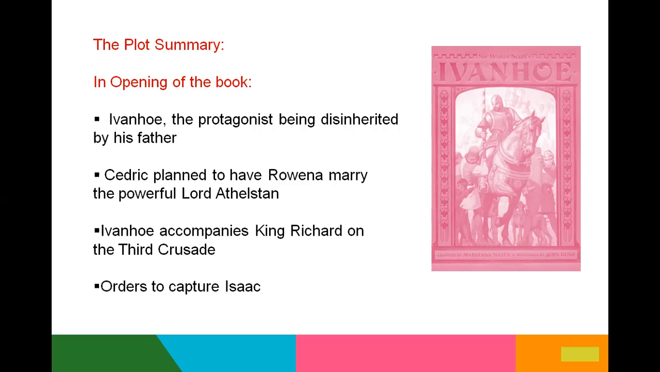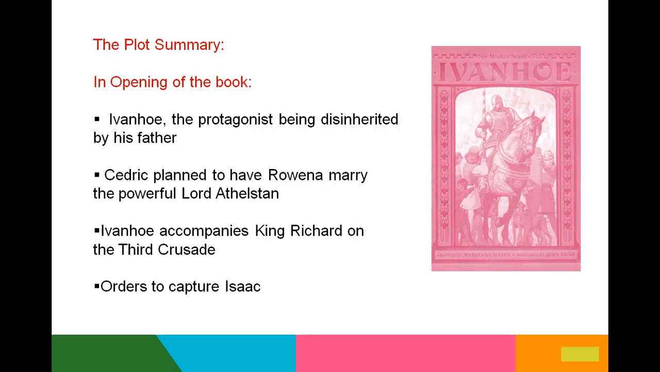Ivanhoe accompanies King Richard on the Third Crusade, as we have already discussed. He is very loyal to King Richard, and he accompanies him in the Third Crusade in the Holy Land, and they fight for the common cause. While they come back, Ivanhoe observes that Gilbert and other Norman knights are planning a plot against Isaac. They are planning to capture Isaac. But Ivanhoe comes to his rescue and helps Isaac. And in return, Isaac also helps Ivanhoe. He gives him a horse and some armor to fight in the tournament that was about to take place in a castle called Ashby de la Zouche.